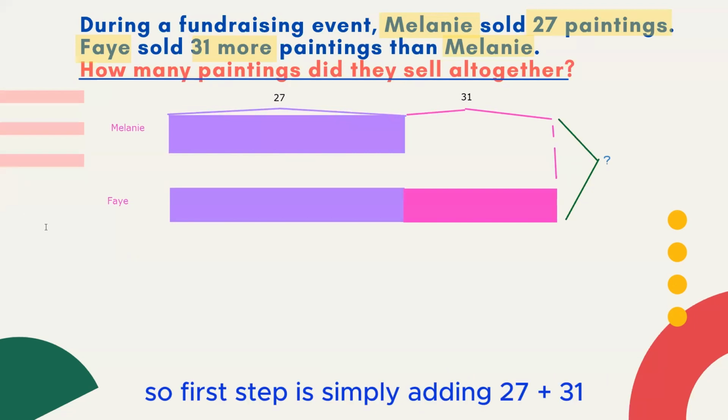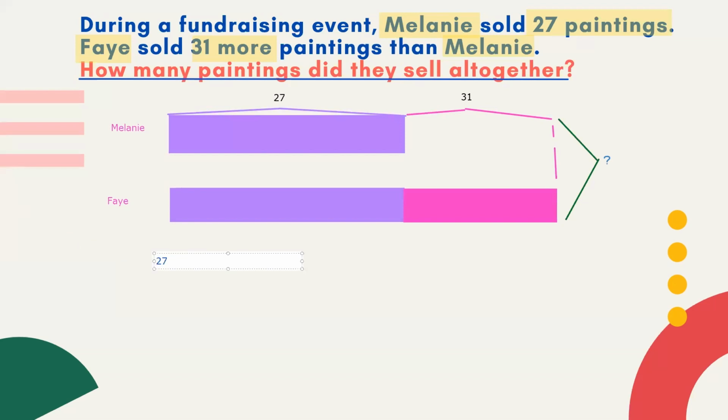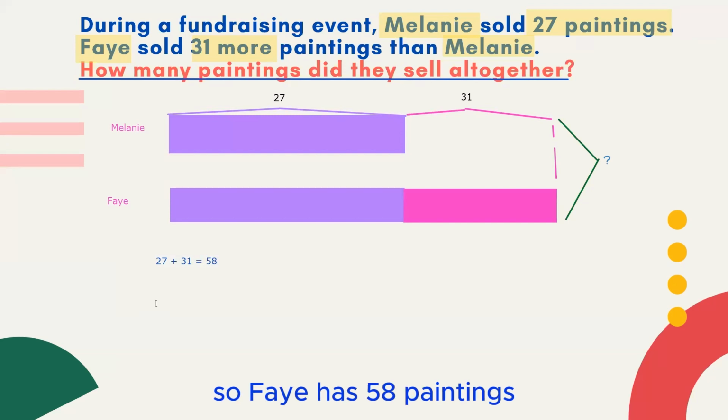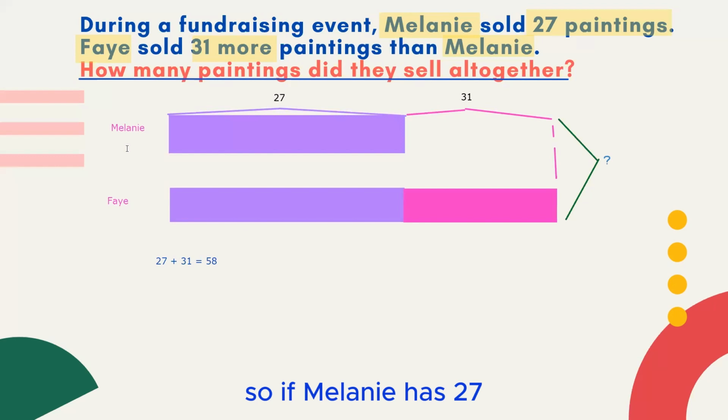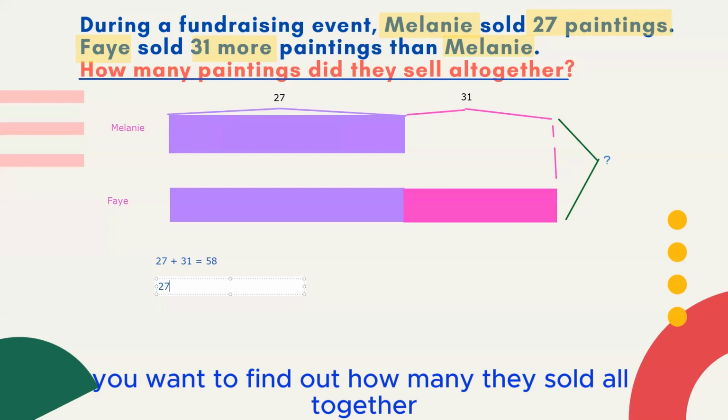So first step is simply adding 27 plus 31. And 27 plus 31 will give us 58. So Faye has 58 paintings. Now we need to find out how many paintings did they sell altogether. So if Melanie has 27 and then Faye has 58, let's place it here. So Melanie 27 and then Faye has 58.